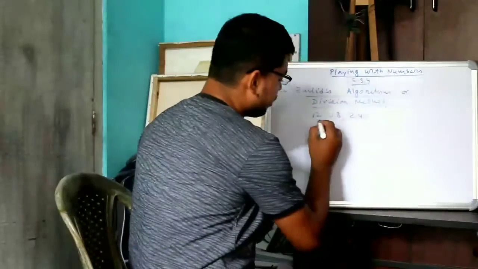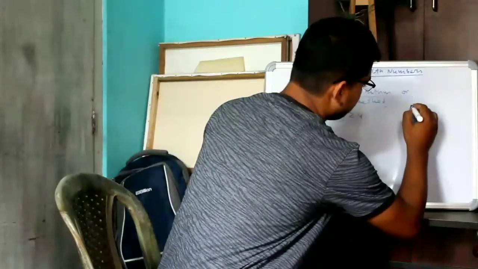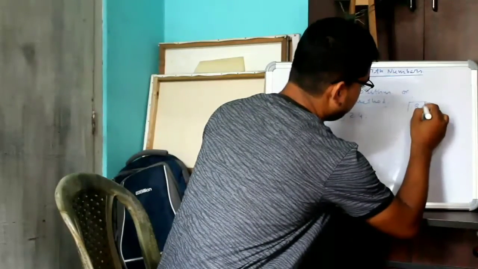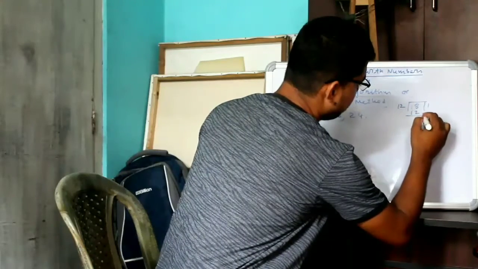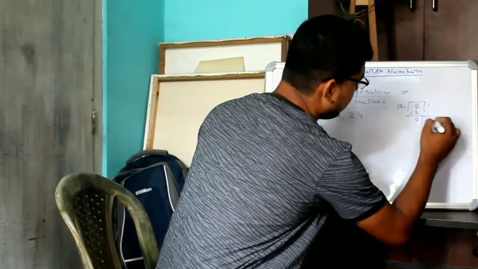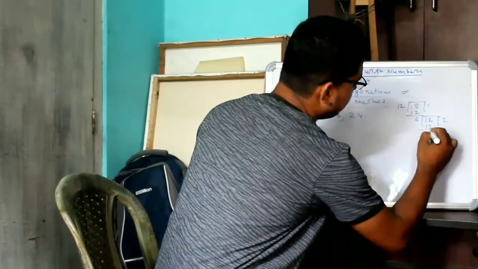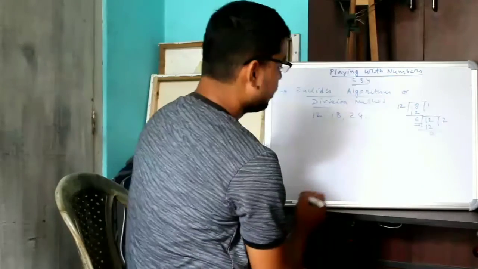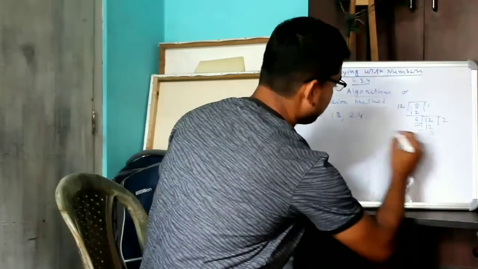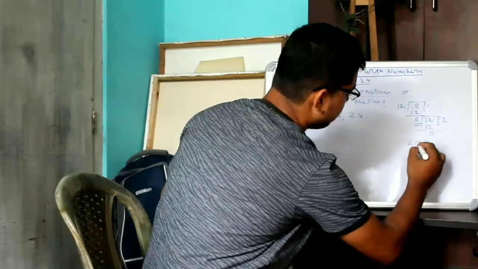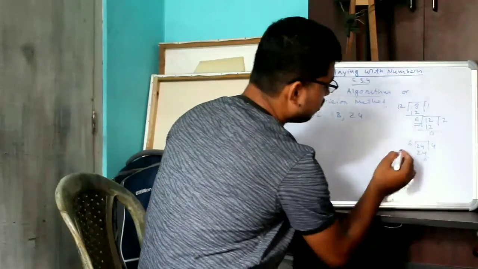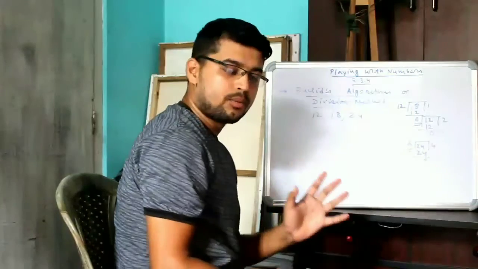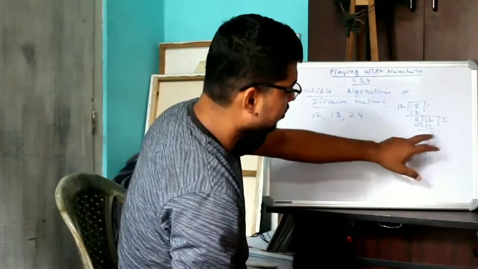Division method. First you see 12 and 18. 18 divided by 12 is 1 time, 6 remains. Then 12 divided by 6 is 2 times, remainder 0. So we get 6. Okay. Now you check 6 and 24. 4 times 6 is 24, remainder 0. So 6 is also a divisor of 24. Also we get 0 as a remainder.